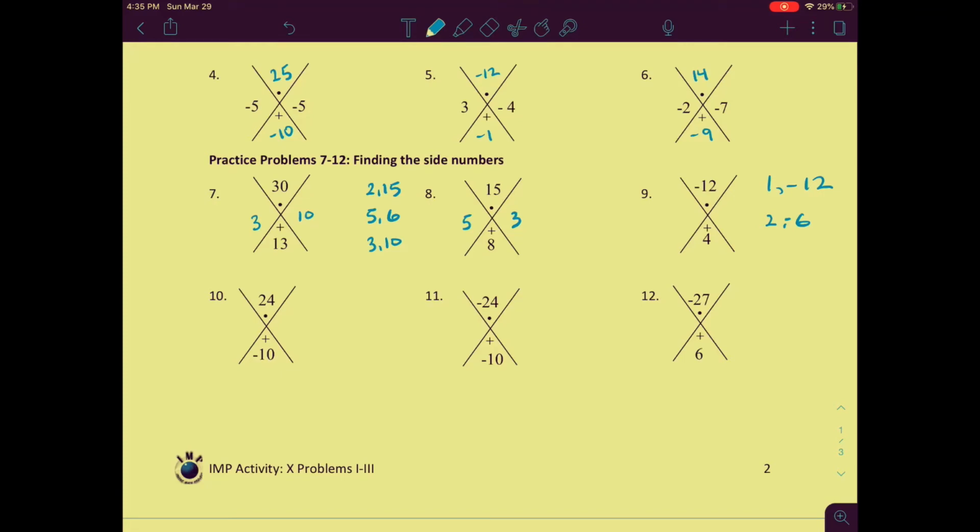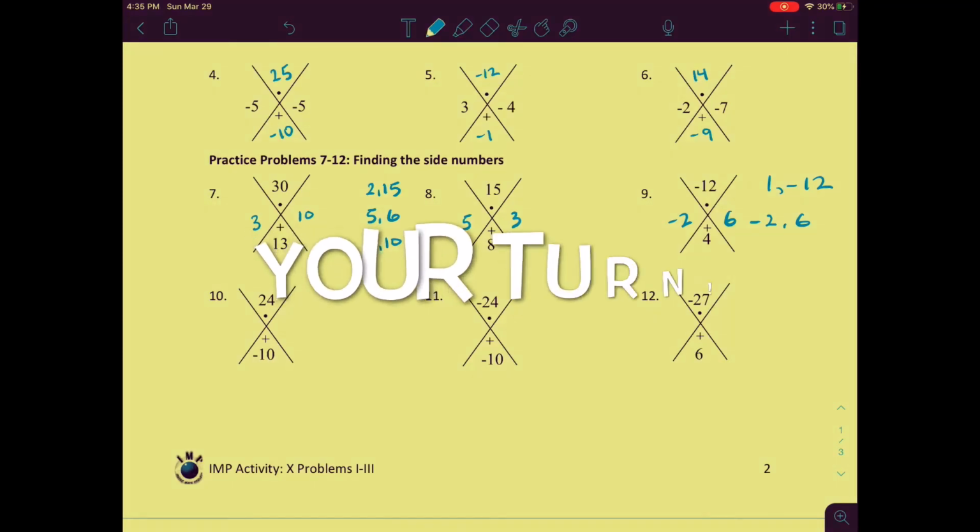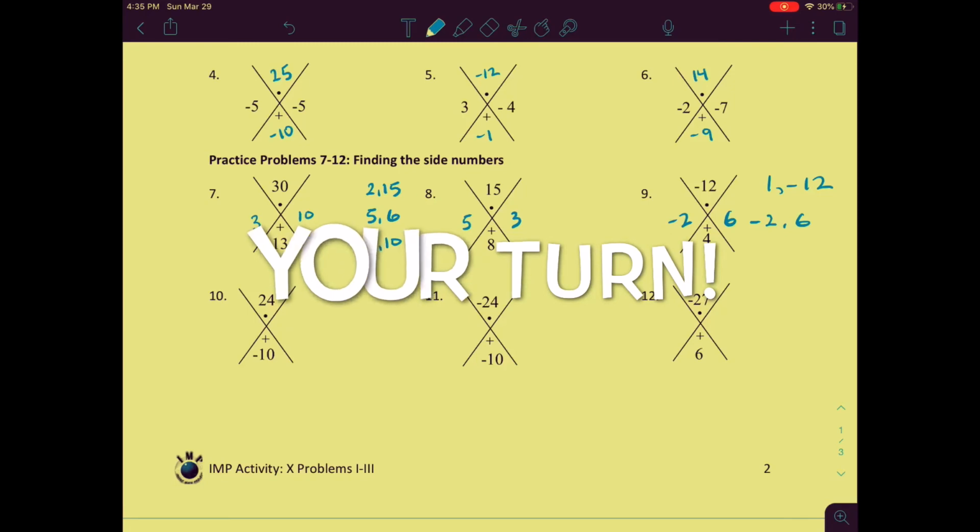I want a sum of positive 4. But whenever that happens, I'm just going to put a negative in front of the other number then. Because if you notice, the product is still negative 12. But when you add up negative 2 and 6, I do get positive 4. So those are going to be the two numbers that we want. So again, be very careful with these negatives because it's so easy to make those mistakes. At this point, it's your turn to try 10 through 12. Let's see how you guys do.